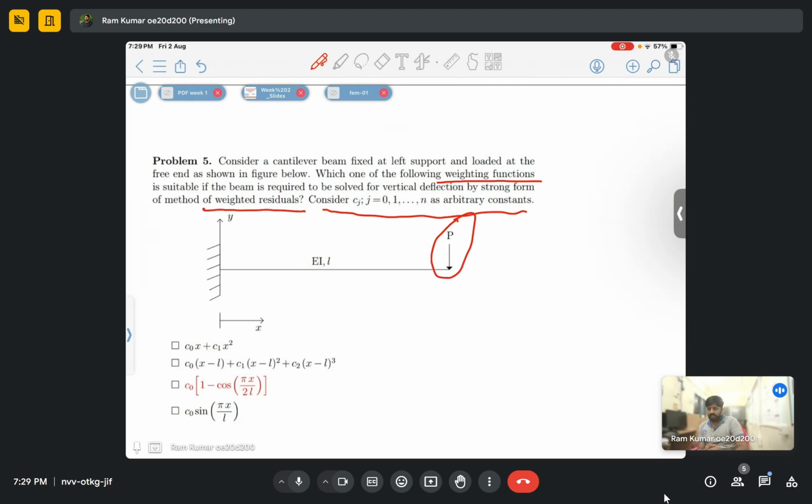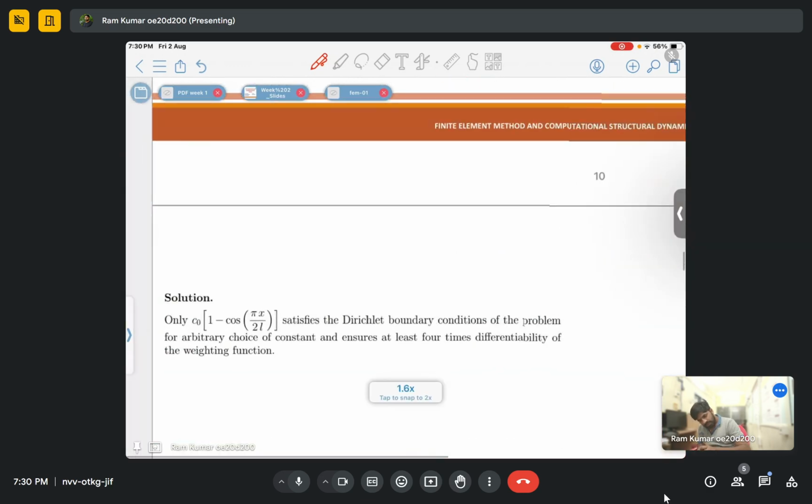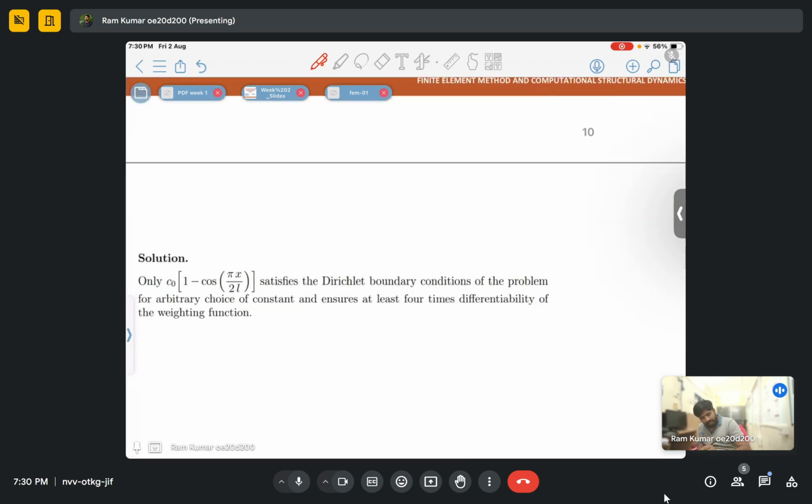So what will be the boundary condition for that cantilever beam? If I am saying x equal to 0 and this is x equal to L. So at x equal to 0, our displacement will be 0, and at x equal to 0, the rotation, sorry, the slope will also be 0, since it is fixed. The shape will be like this. So how are we going to calculate which one will fit for this one? Then we will go to the answer. What is the Dirichlet boundary condition that we have to remember?